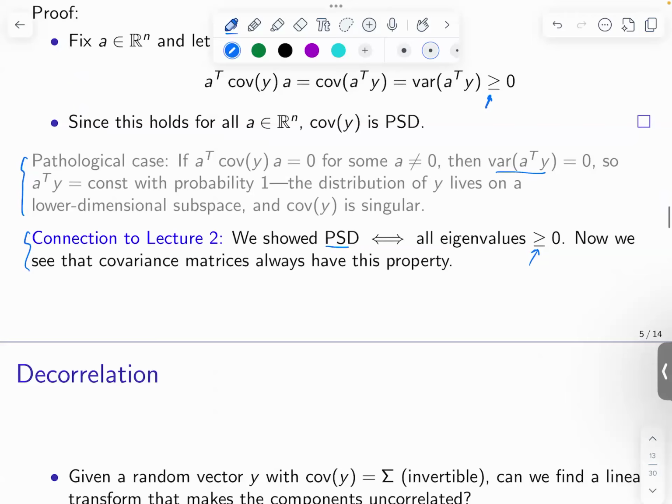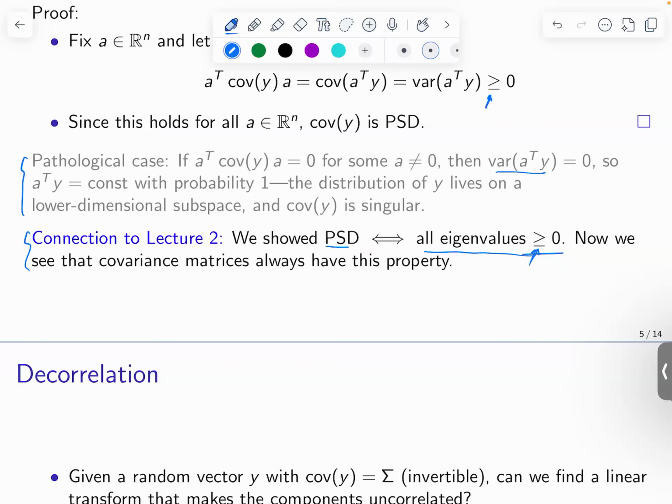Okay, let's move on. So all the eigenvalues of covariance matrices are non-negative. It's a consequence of this fact. This one you can prove. Anyone know how to prove this? Just for positive semi-definite matrices. Did you do it in the discussion section?